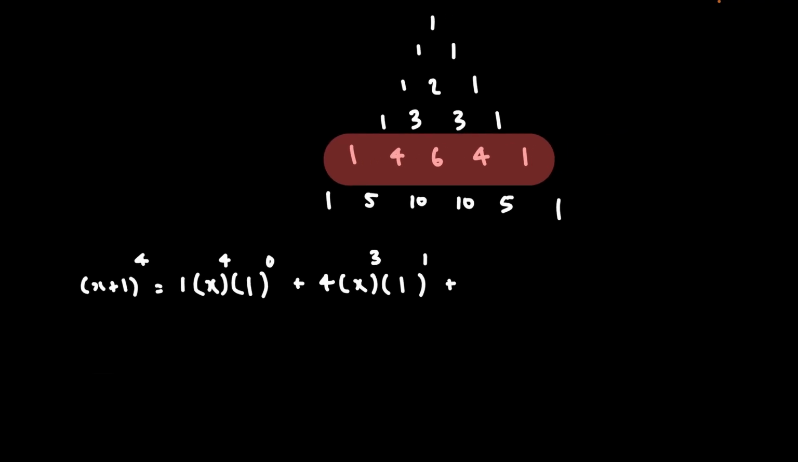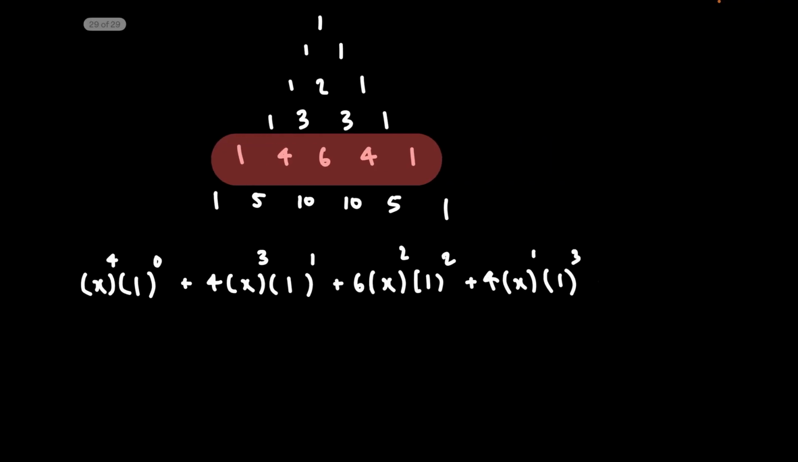And let's keep going. The third term has a coefficient of 6. We can say x and 1. The x is to the power of 1 minus the previous one, which is 2. And the 1 is raised to the power of 1 plus the previous one, which is 2. And keep going. We have 4x to the power of something, 1 to the power of something. So the x exponent is minus 1, so it's 1. And the 1 exponent is added 1, so it's 3. And then the last one, the coefficient of the fifth term, is 1. So 1, x to the power of 0, 1 to the power of 4.